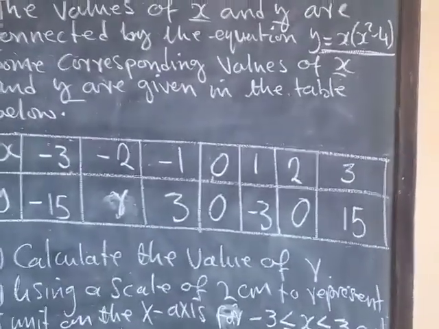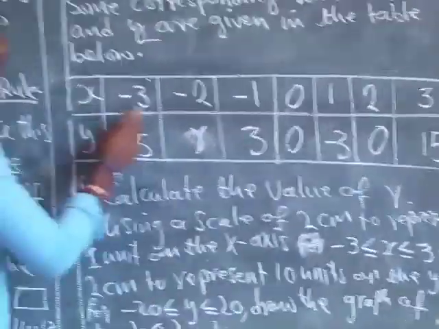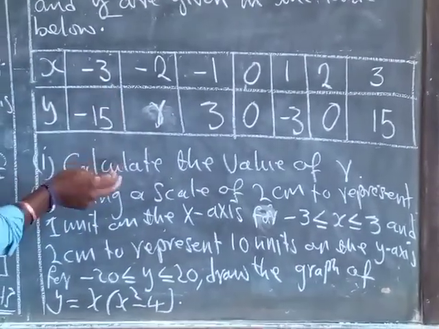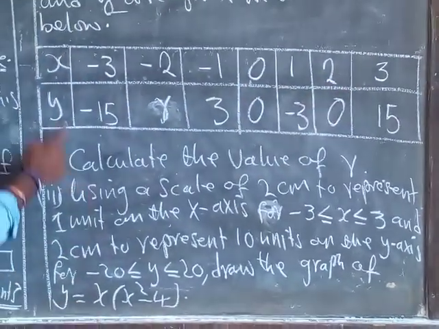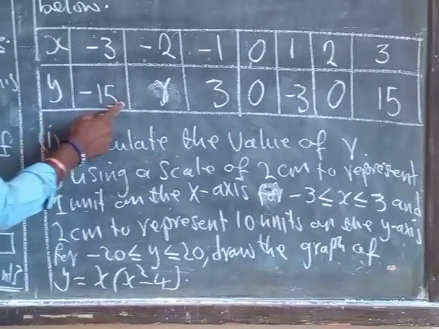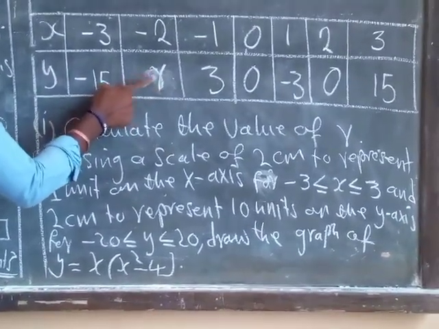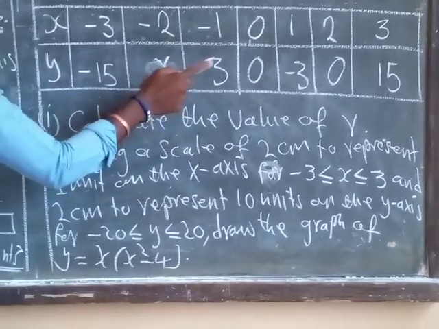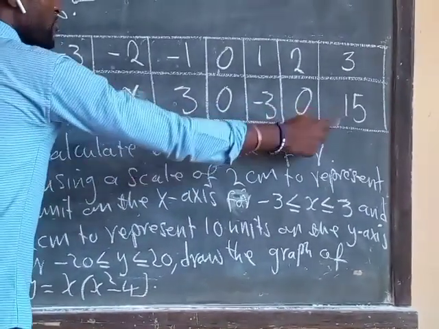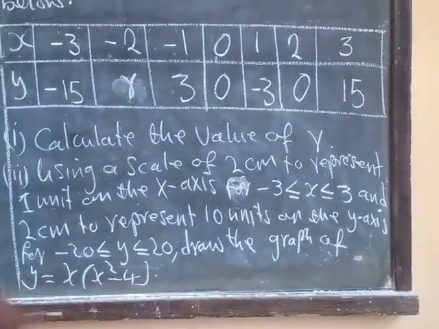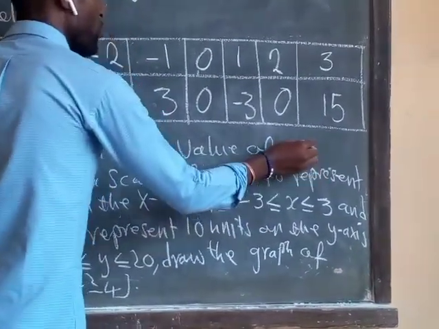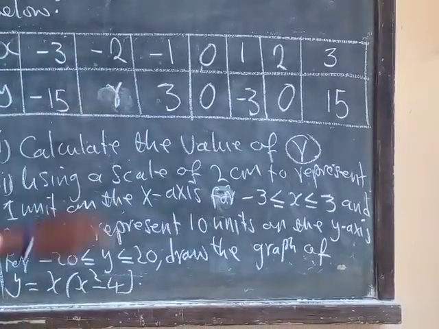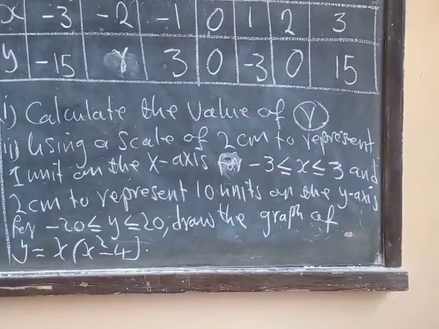Now, the question says x values will be given, which are -3, -2, -1, 0, 1, 2, 3. And for the y values we have been told -15, r, which we don't know here, 3, 0, -3, 0, 15. The first question is to calculate the value of r. Then we will place it there and we can sketch our graph.